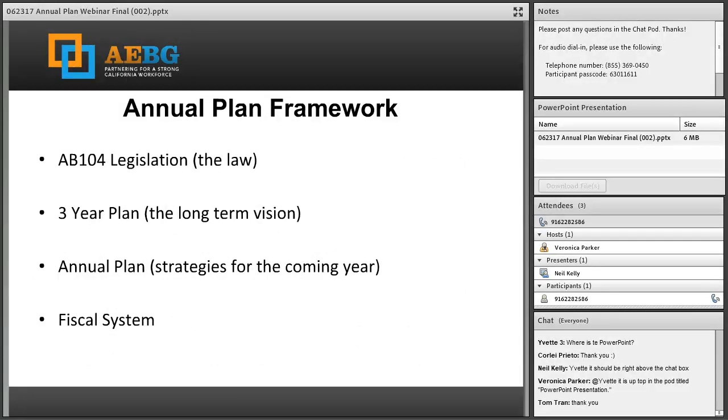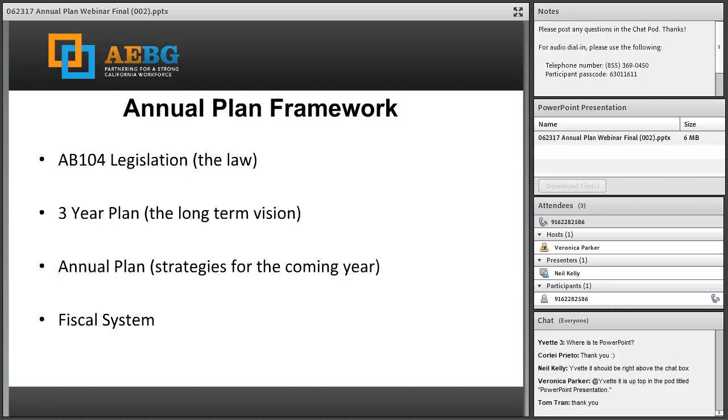All right, so the annual plan framework is basically based on the law, the AB 104 legislation. In the law there's a requirement for a 3-year plan, that long-term vision, and requirements for that long-term vision. You should already have a 3-year plan. You might have amended it to reflect newer information or new data, but that plan is good through 17-18, through the program year. And then each year you're required to develop an annual plan based on the 3-year plan, based on the legislation, to come up with strategies for the coming year.